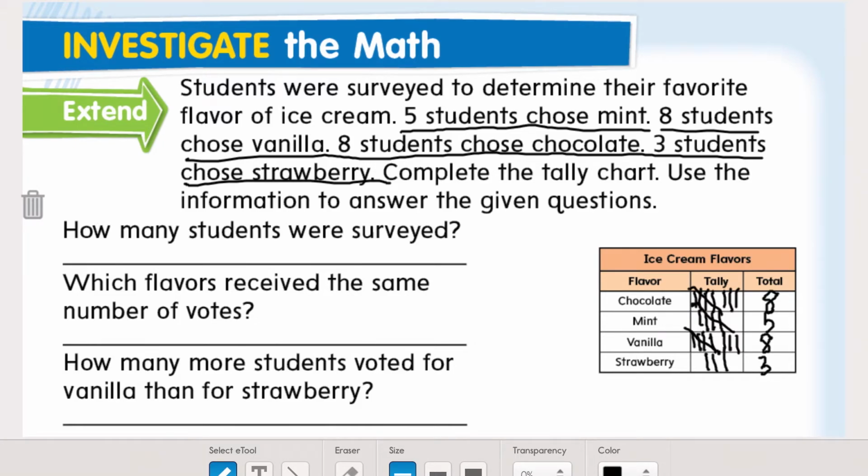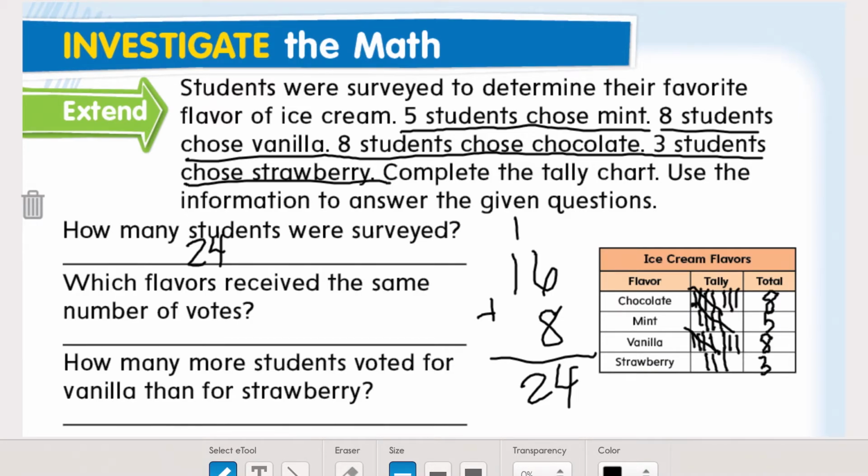So how many students were surveyed all together? So we have 8 plus 8, which equals 16. And then 5 plus 3 equals 8. So 16 plus another 8. 8 plus 6 is 14. 1 plus 1 is 2. So 24 students were surveyed.